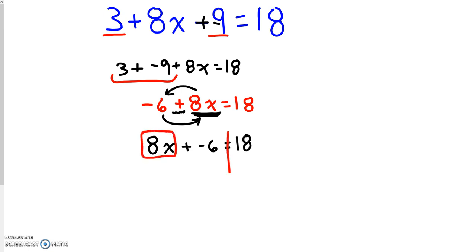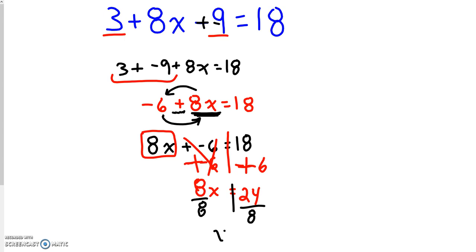This goes in a box. I'm going to subtract negative 6. Subtract negative 6, that's the same as adding a positive 6. 24 on this side, 8x on this side. I'm going to divide by 8. And x is 3.